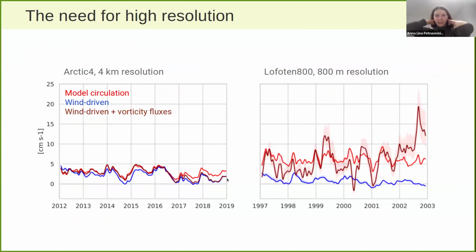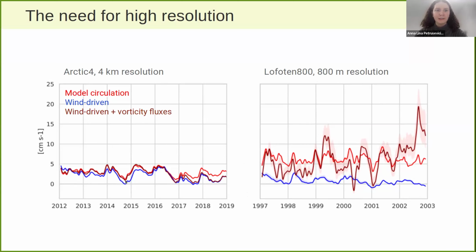Finally, I also want to say something about the need for high resolution. So here I plotted time series for the same contour in the Lofoten Basin, but one from the lower resolution model that I talked about in the beginning, Arctic 4, and then also for Lofoten 800. So you can see that the wind-driven estimates are actually quite similar in the two models. That's the blue lines.